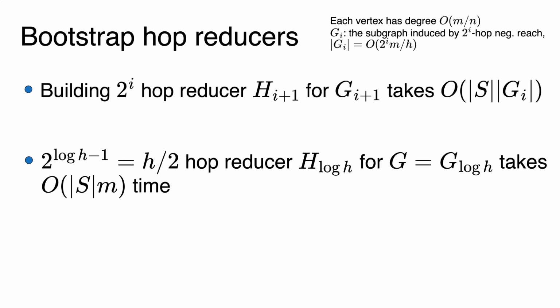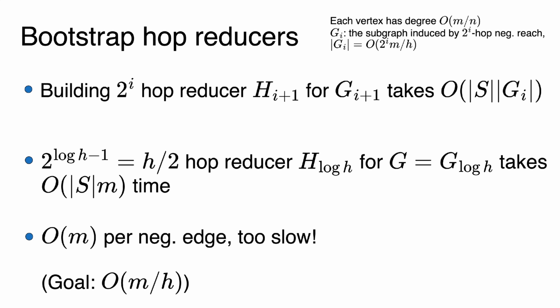So the overall running time will be dominated by building the hop reducer h log h. So it takes the number of negative vertices inside S times the size of graph M. So we can find this runtime turns out to be too slow. You are still paying big O M per negative edge. It's far from our goal, like big O M over H per negative edge. So how can we deal with this issue?